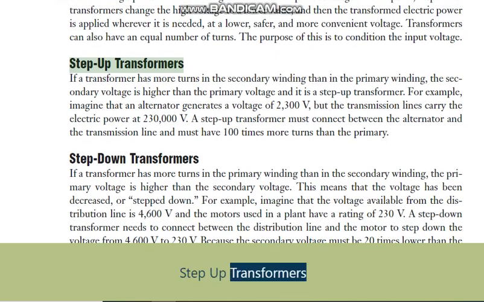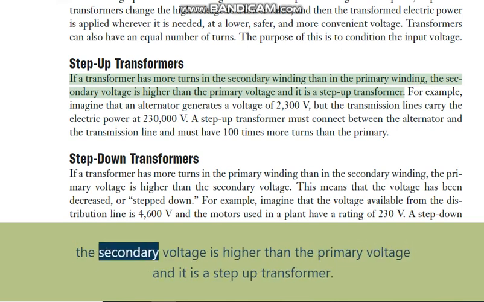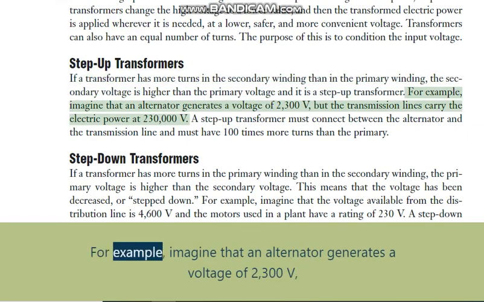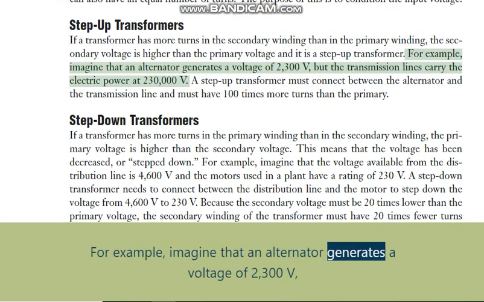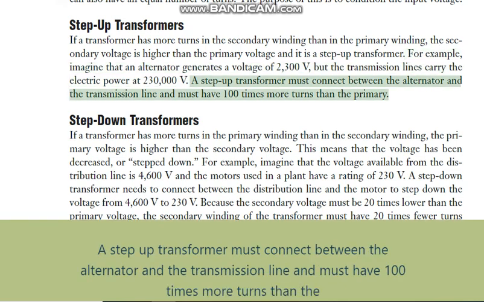Step-up transformers. If a transformer has more turns in the secondary winding than in the primary winding, the secondary voltage is higher than the primary voltage, and it is a step-up transformer. For example, imagine that an alternator generates a voltage of 2300 V, but the transmission lines carry the electric power at 230,000 V. A step-up transformer must connect between the alternator and the transmission line, and must have 100 times more turns in the secondary than the primary.